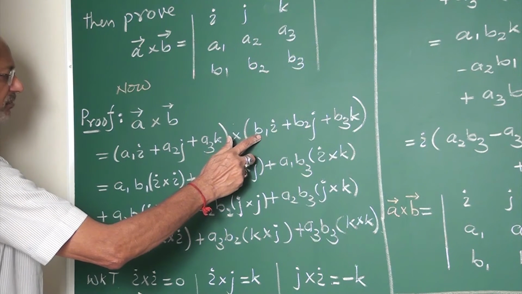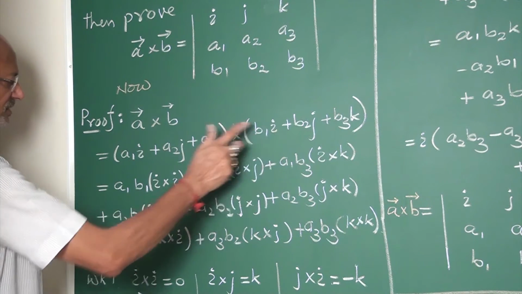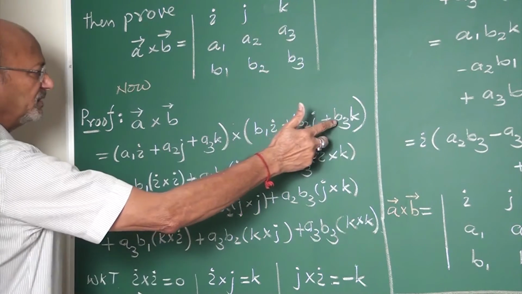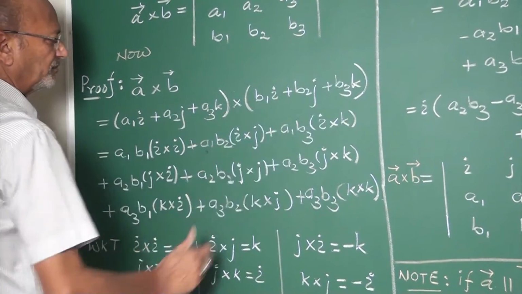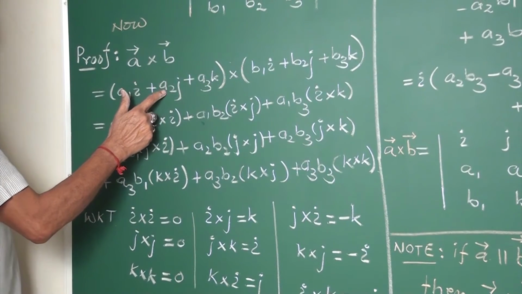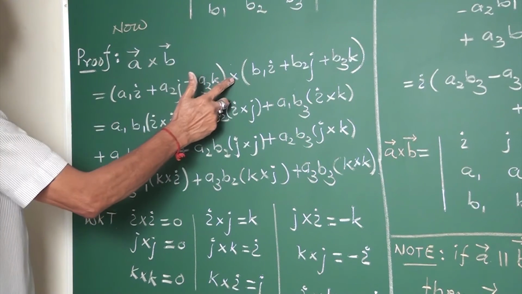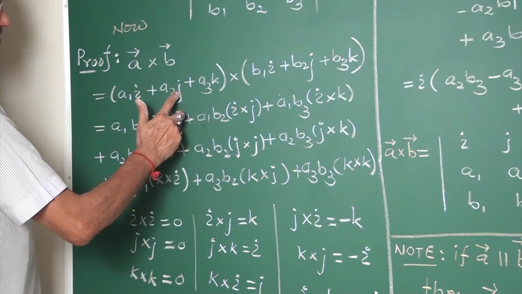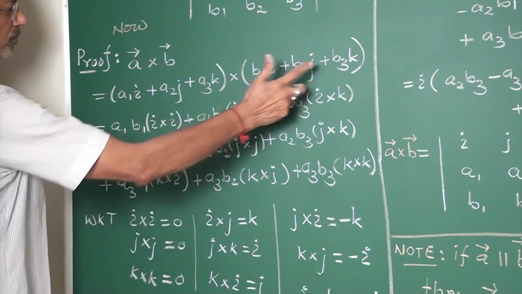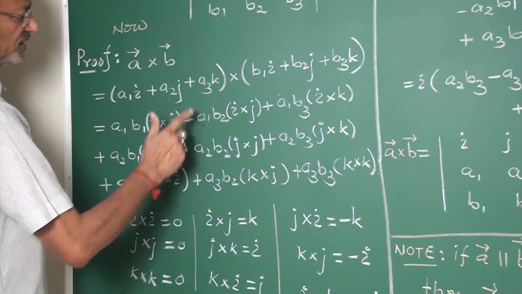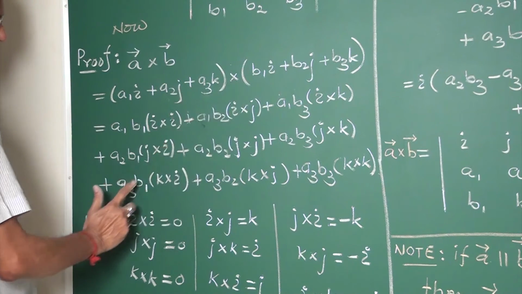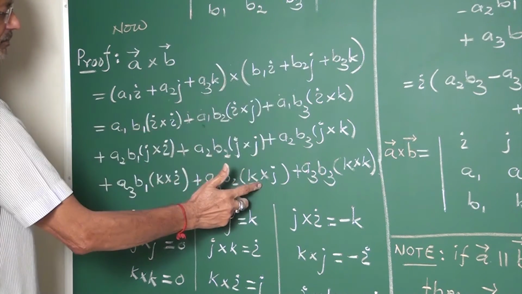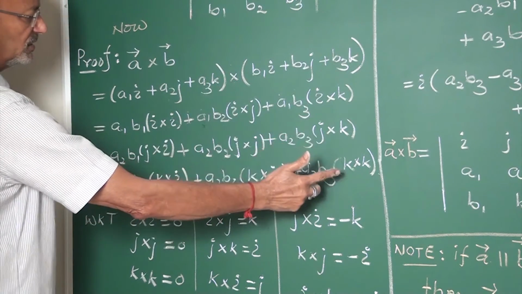So this is A1 B1 into I cross I first, A1 B2 I cross J plus A1 B3 into I cross K. Similarly with the second term, A2 B1 into J cross I plus A2 B2 into J cross J plus A2 B3 J cross K. Similarly with the third term, A3 B1 K cross I, A3 B2 K cross J, A3 B3 K cross K.